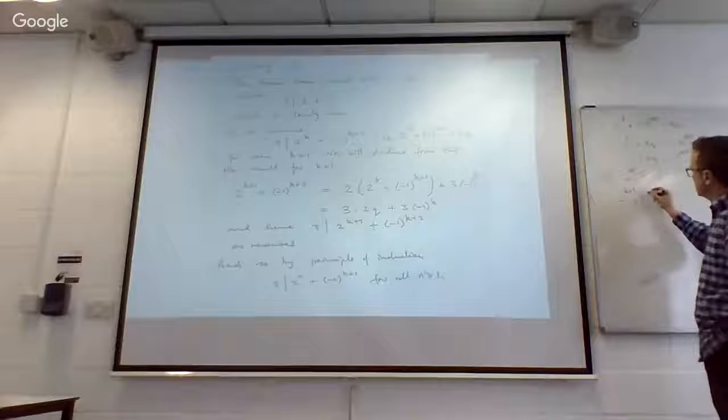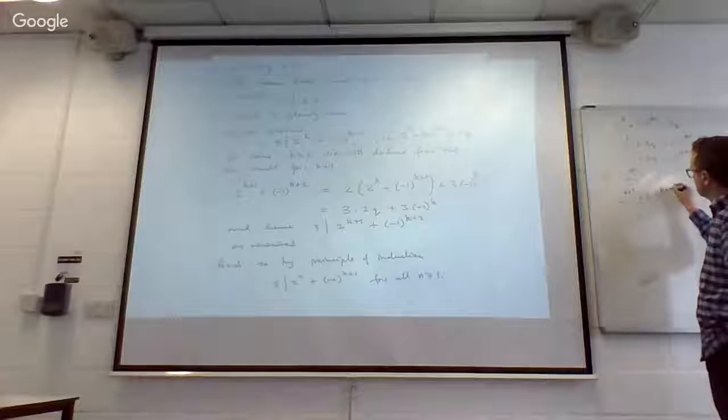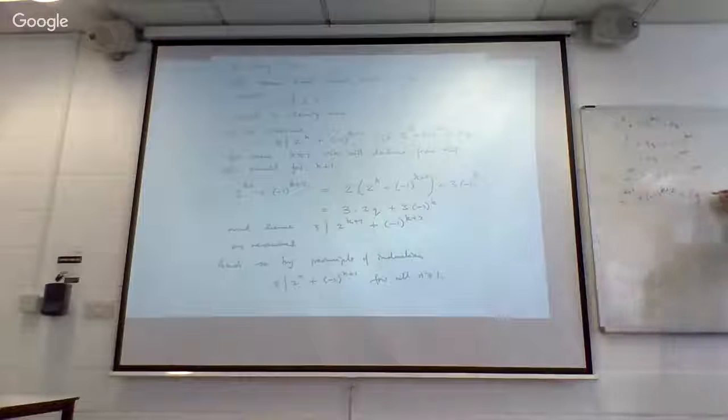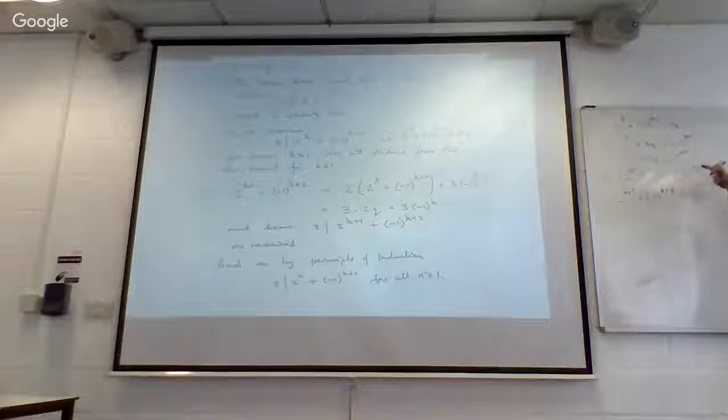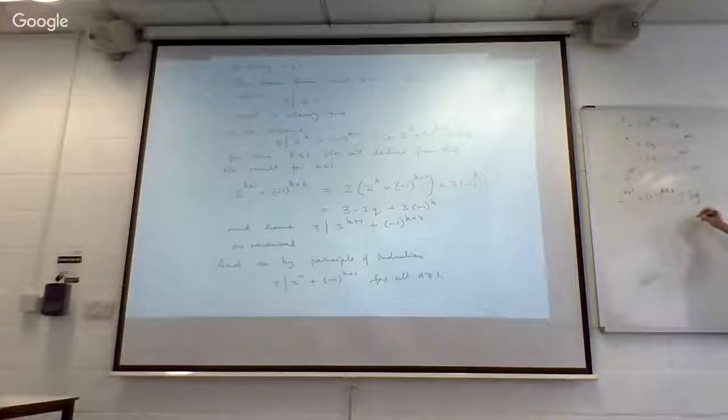2 to the k plus 1 plus minus 1 to the k plus 2 equals 6q plus, so I'm adding this to the left-hand side, so I better add it to the right-hand side. And you've already got 2 of them, so now I've got 3 of them. And this thing is divisible by 3. 2q plus that.